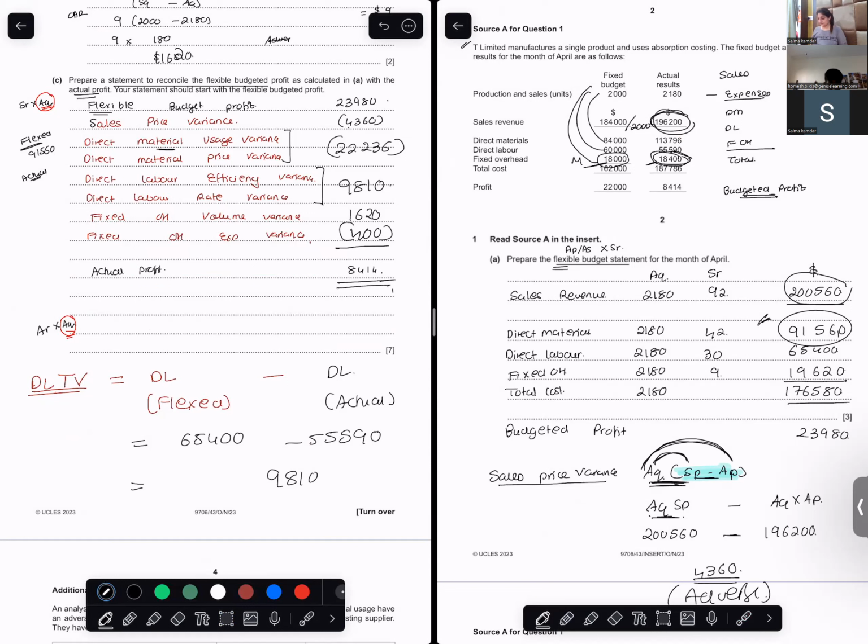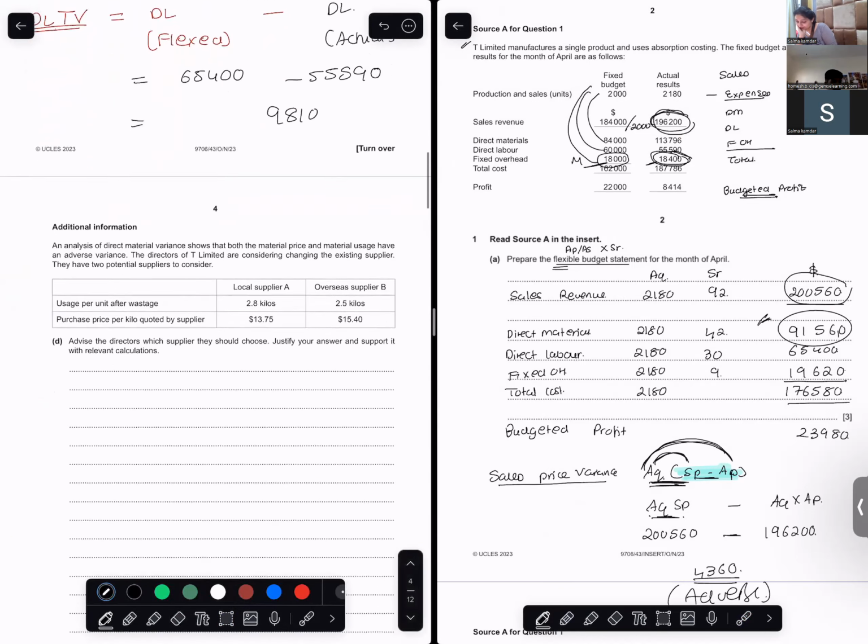23,983 minus 4,360 plus minus 8,236 plus 910 plus 1,620 minus 400. Yeah, I'm getting that, 8,414. So you prepared a statement to reconcile the flexible budget profit with the actual profit.